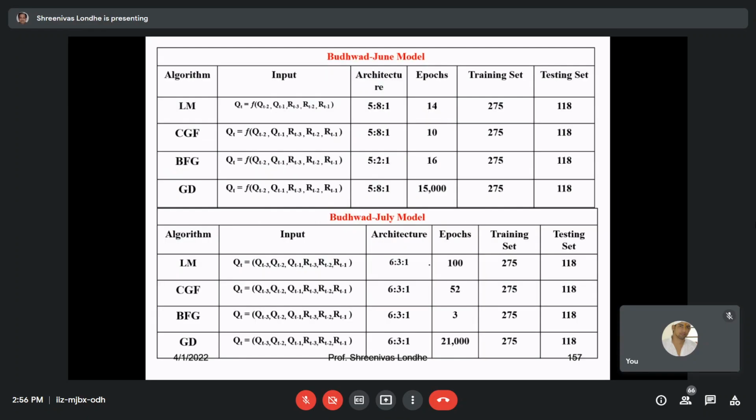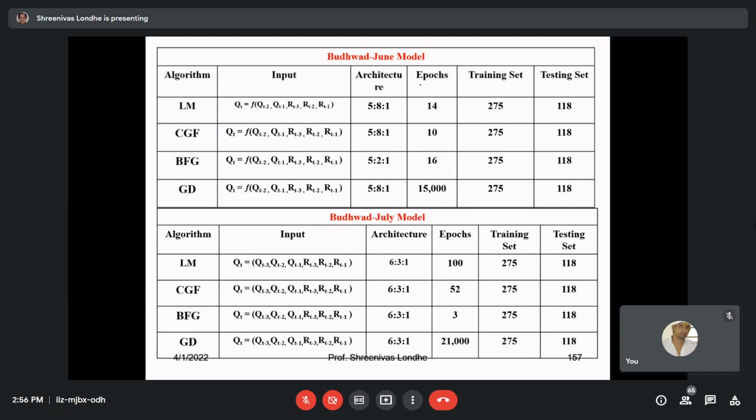So, Budhwar June model, Budhwar July model, especially when the monsoon is onset. You can see that these are the inputs and this is LM, CGF, BFG, GD. See here, architecture is also changing, the hidden neurons especially. Output neurons, input neurons, we cannot change because we want to compare. Comparison has to be done on the same ground, otherwise it is not comparison.